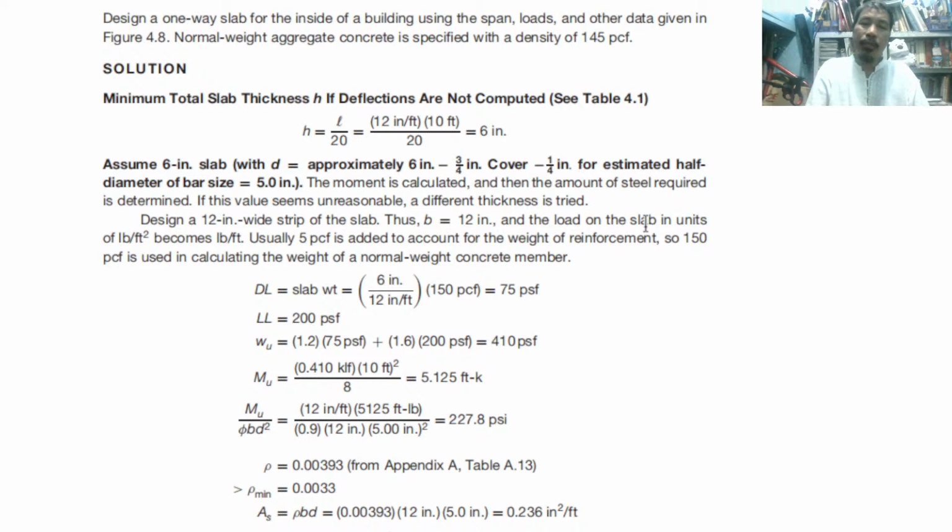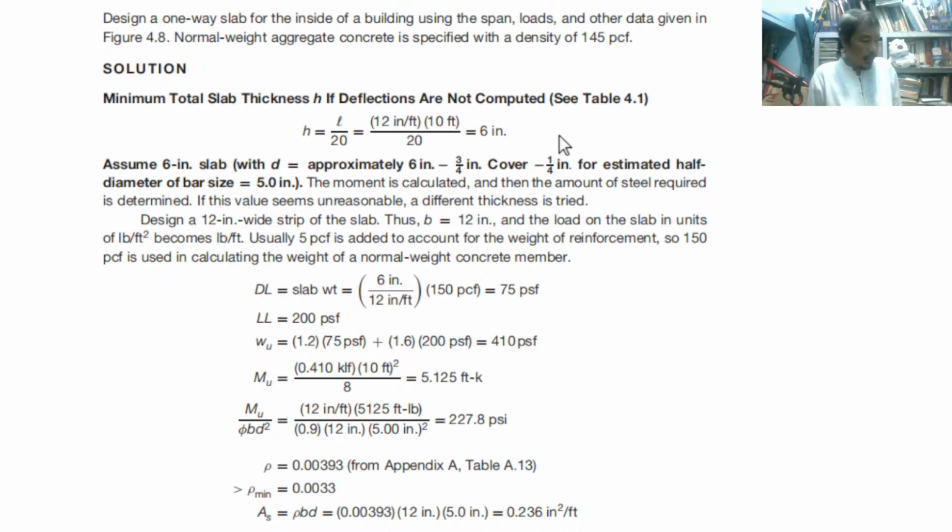For cantilever, for simple beam, that is 1 over 20. For one end fixed, that is plus 4, 1 over 24. And for two ends fixed, that is 1 over 28. Very easy to memorize that table. So here we are given simple support, so that is 1 over 20. So 10 feet divided by 20 times the conversion factor, therefore we have 6 inches. So h must be 6 inches.